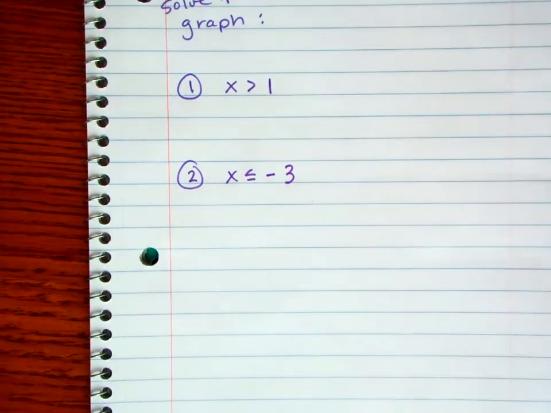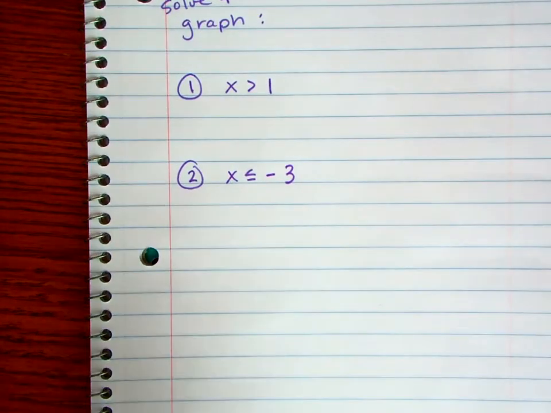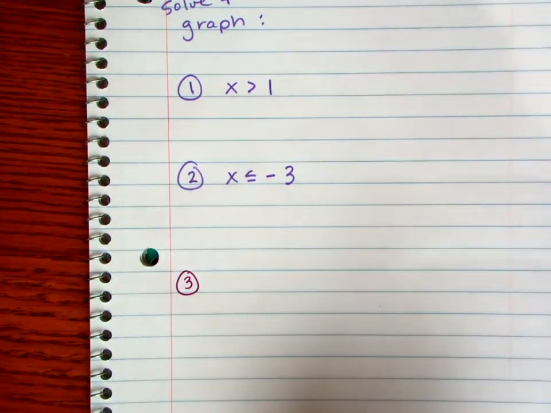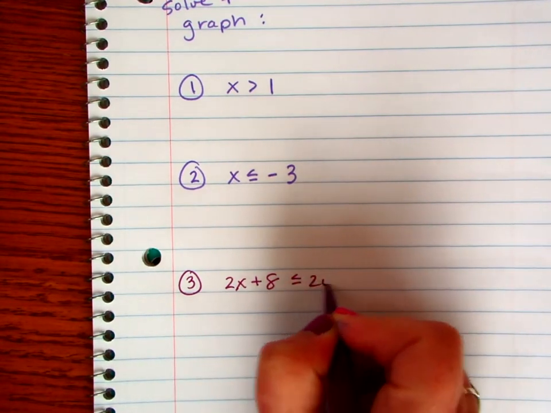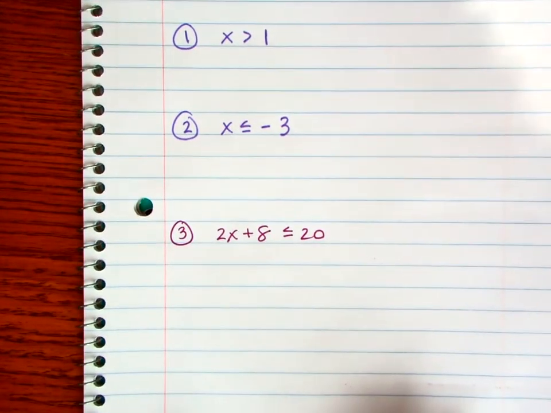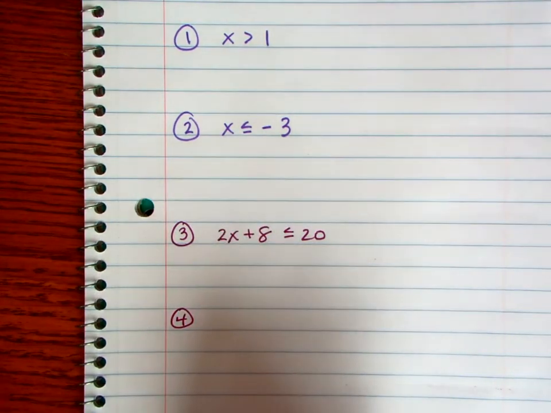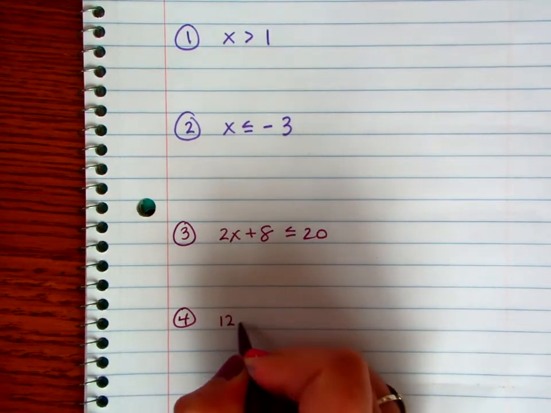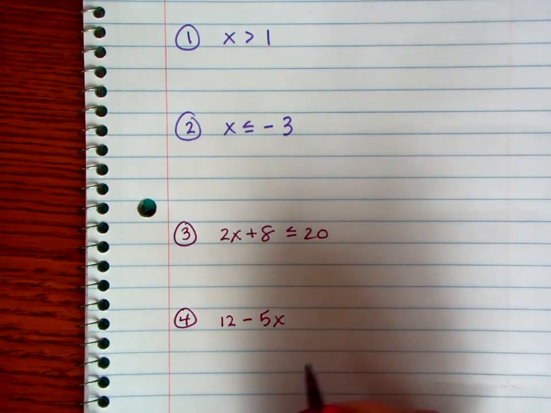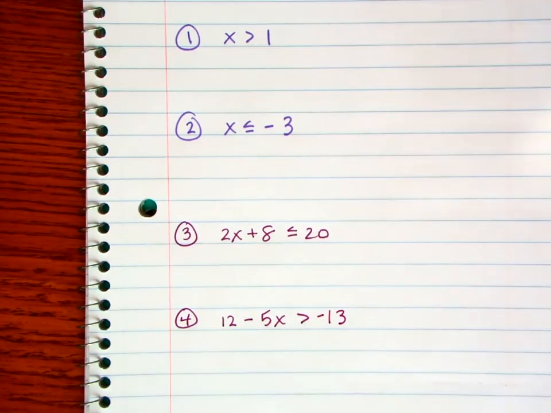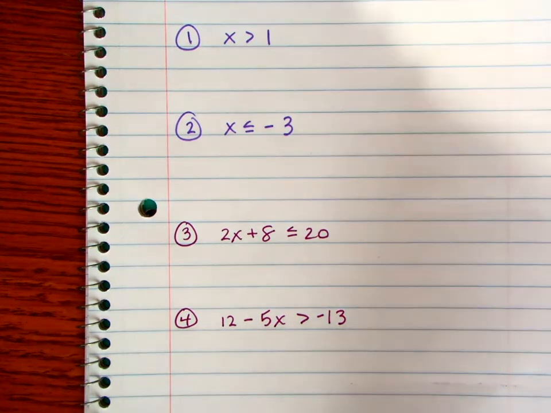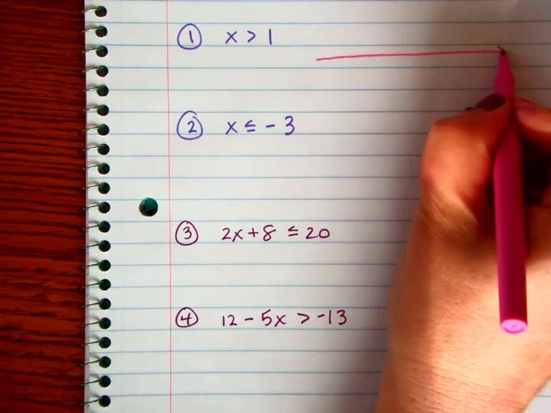Okay, and then for the solving problems that you would actually have to solve and graph, the third one is 2x plus 8 is less than or equal to 20. And the fourth problem is 12 minus 5x is, let's say, greater than negative 13. Okay. So if you want to practice these on your own, please, again, stop the tape and practice them first. But if you want to just follow along, that's fine as well.